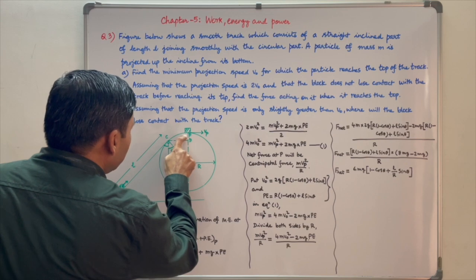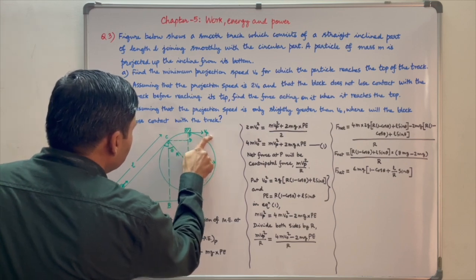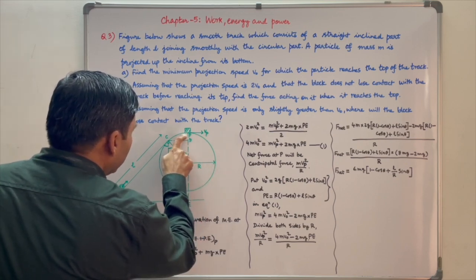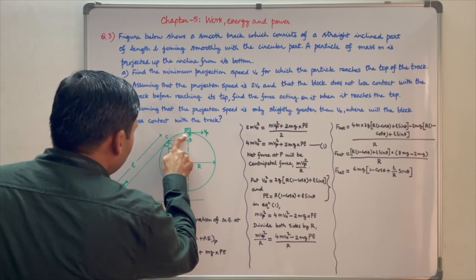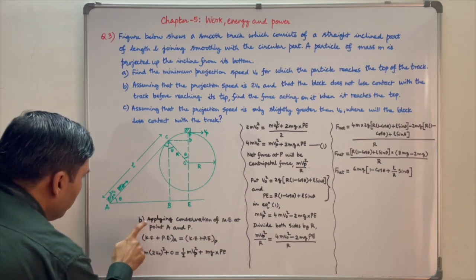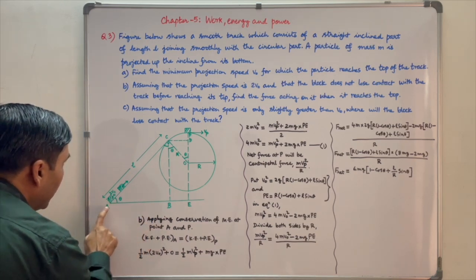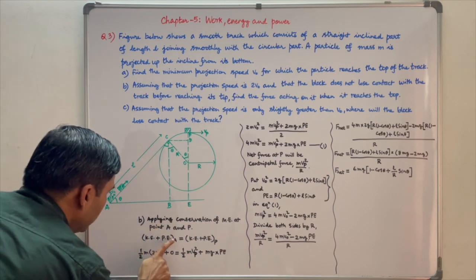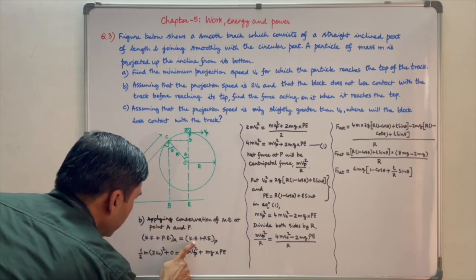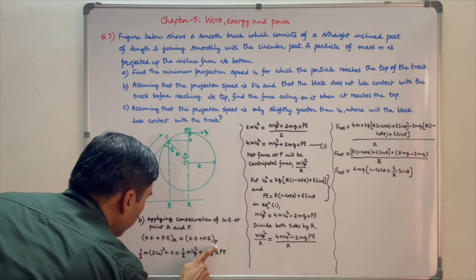Suppose the velocity of the particle at P is Vp. So the net force we have to calculate will be mVp² upon r. Apply conservation of mechanical energy at point A and at P. So kinetic energy plus potential energy at A is equal to kinetic energy plus potential energy at P.